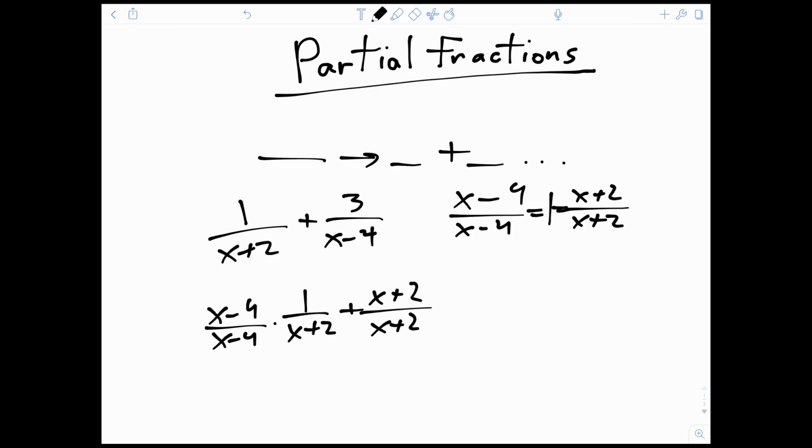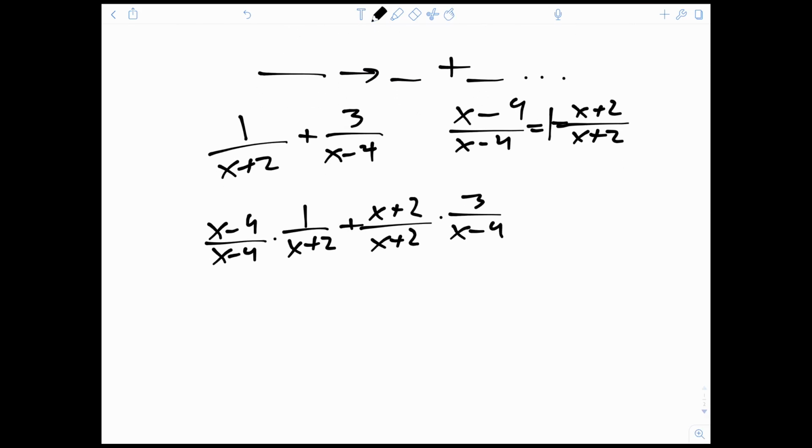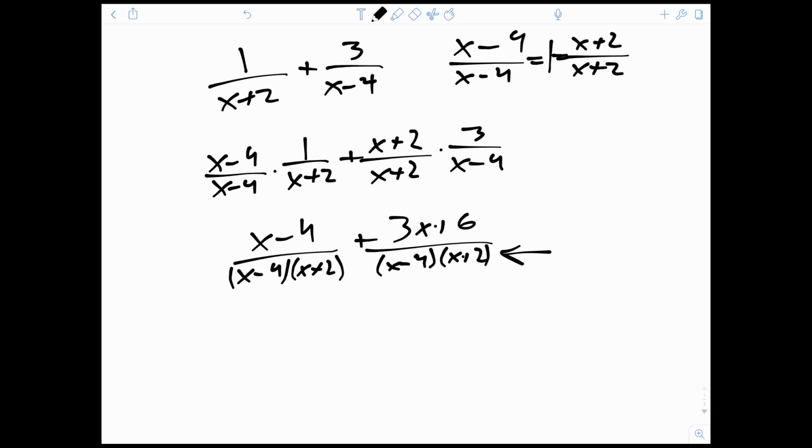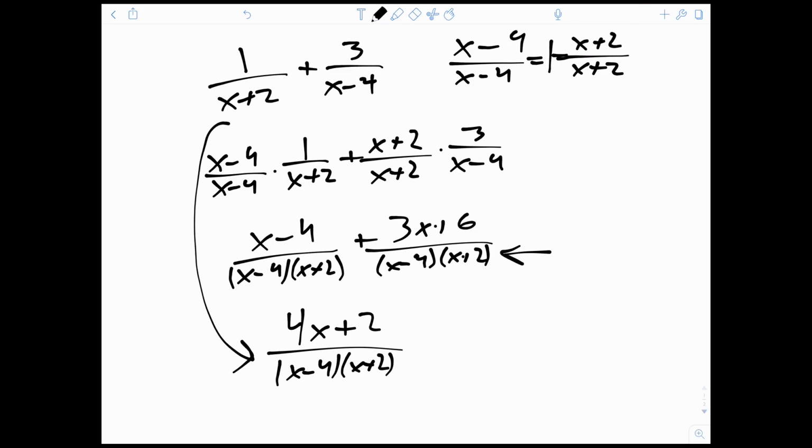And what we're trying to do here is make a common denominator so we can add up our terms. So here, what we'll end up with is x minus 4 over (x minus 4)(x plus 2), and we're going to add that to 3x plus 6 over (x minus 4)(x plus 2). And we know that we can add these terms together because they have the same common denominator. So what we end up with is 4x plus 2 over (x minus 4)(x plus 2). What we see is that we combined these two fractions, and this is the same term.